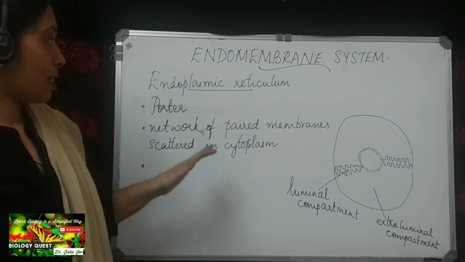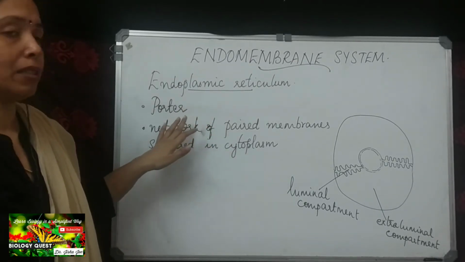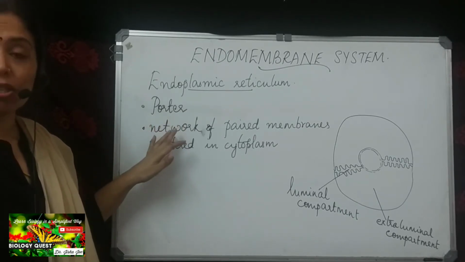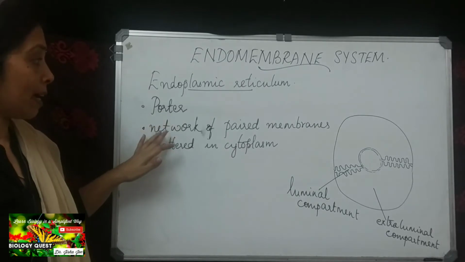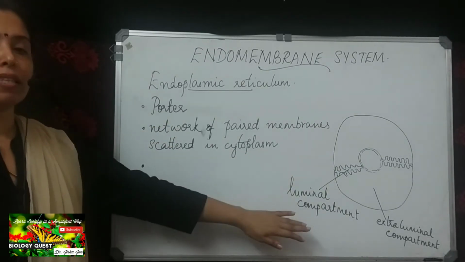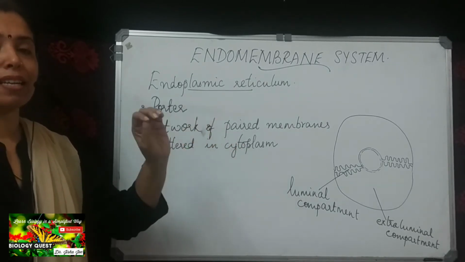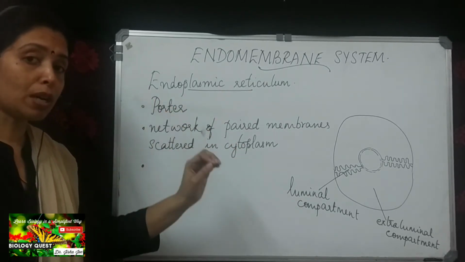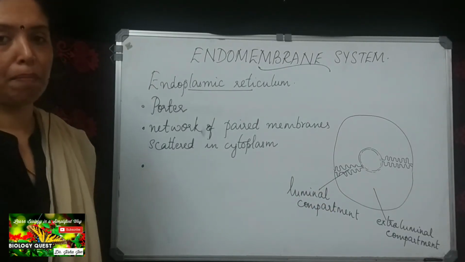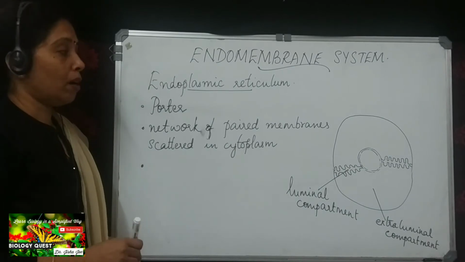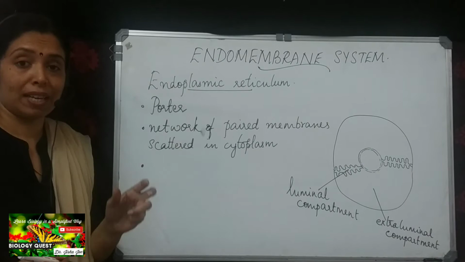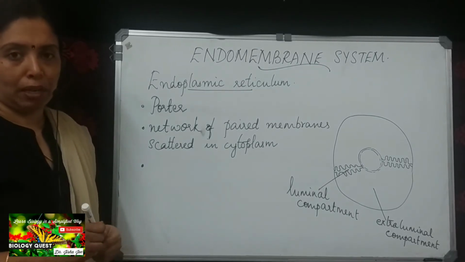So I hope that much is clear. The term endoplasmic reticulum was coined by Porter. Endoplasmic reticulum consists of a network of paired membranes scattered in the cytoplasm, as you can see there. And the endoplasmic reticulum divides the intracellular space into two compartments, the luminal compartment and the extraluminal compartment. Okay, now from where does it originate? As you can see, the endoplasmic reticulum originates from the nuclear membrane.